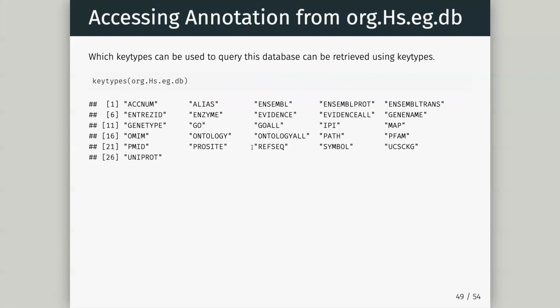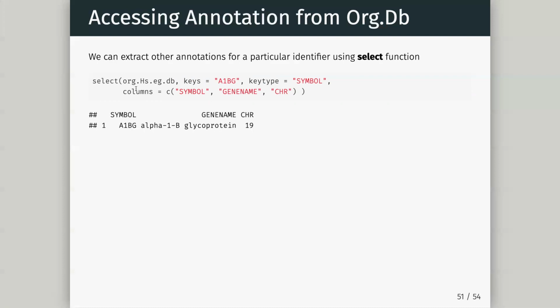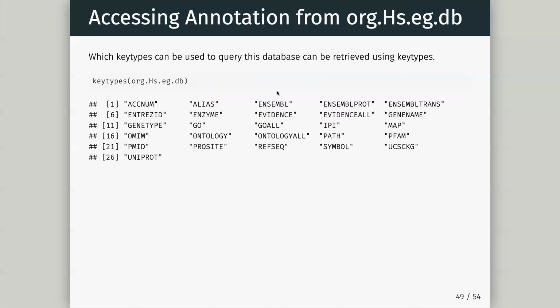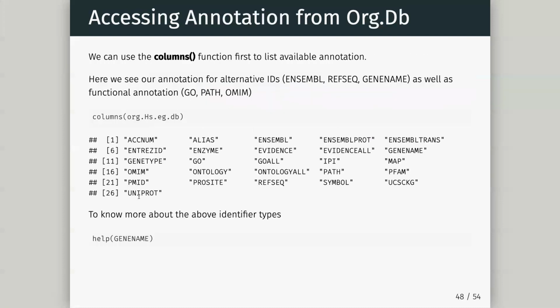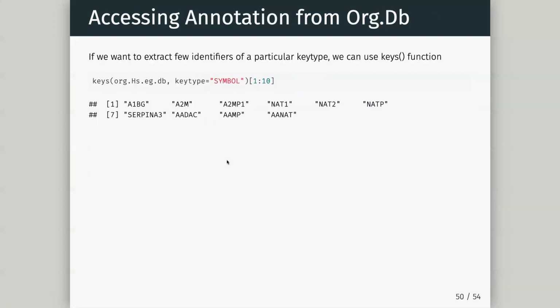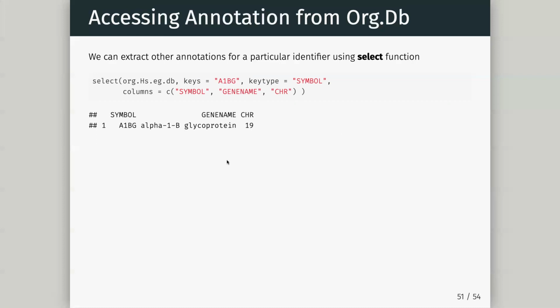It needs to be one of these available key types. I want to get back the symbol, the gene name, and the chromosome. And these again need to be available within these columns here. Well, the chromosome's not available there anymore. But then this will give you back a data frame in the order of the keys you gave it with the information from the columns you asked for.